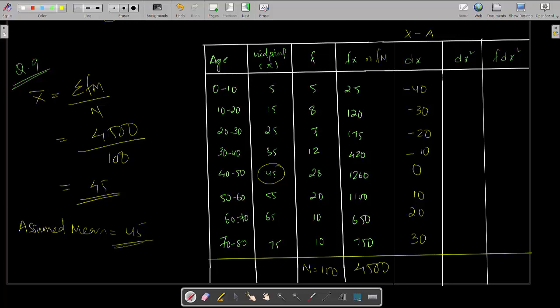Now we have to square this value, and if we square it, our minus sign will be omitted. So 4 squared is 16, so we write 1600. 3 squared is 9, 900. 2 squared is 4, 400. 1 squared, 100. 0, 100, 400, 900. So this is our value. Now we also have to find out f dx square, that is f into dx square, right?